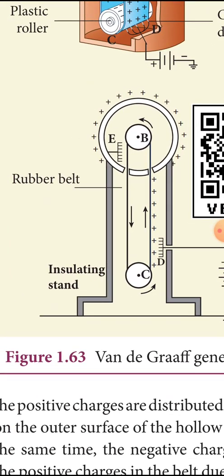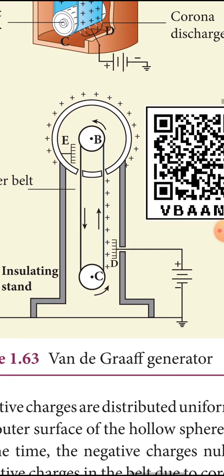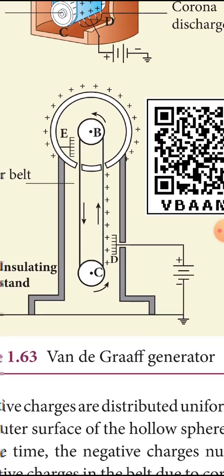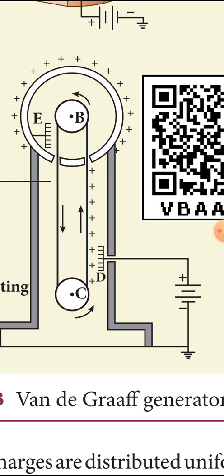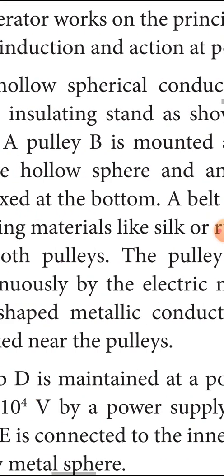The above diagram is not necessary. You have to draw this diagram. And you have to mention that B and C are the pulleys, E and D are comb-shaped conductors, and the rubber belt is passing through the pulleys in the anti-clockwise direction. And they are giving a very small potential to the comb D, but you are getting a very large potential at the sphere. That is, the positive charges are stored on the outside of the sphere.